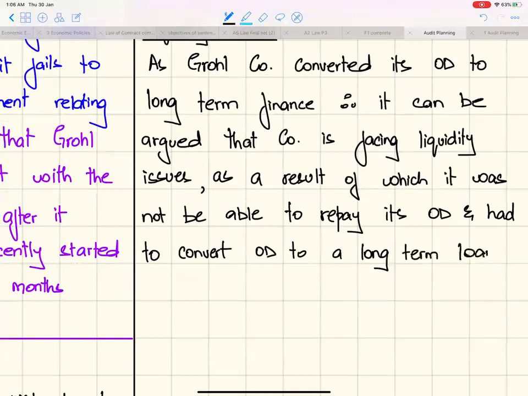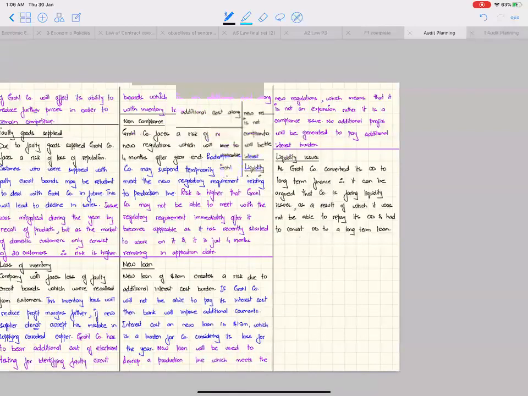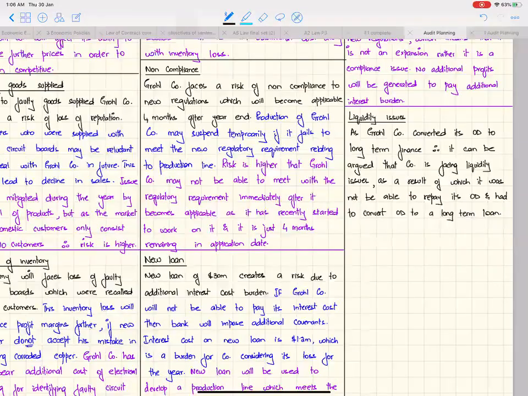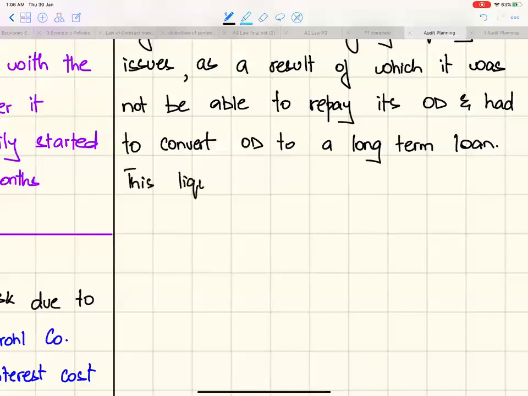Now see, through my argument, I am proving that the company is facing a liquidity issue. And liquidity issue itself is a business risk. I don't need to write anything else if a liquidity issue exists. Now see, another support. This liquidity issue can also be identified from fact.